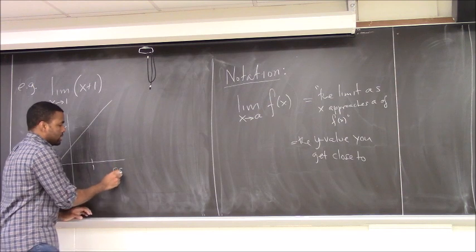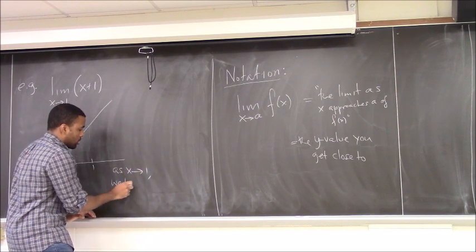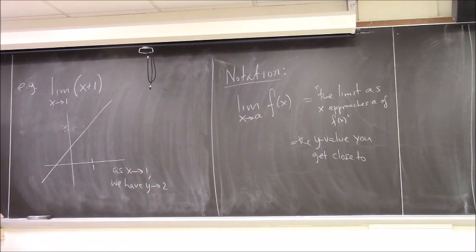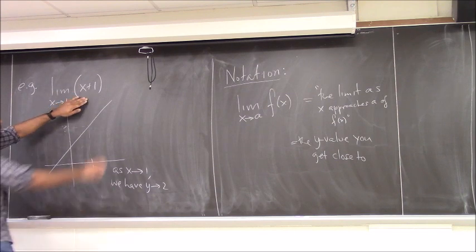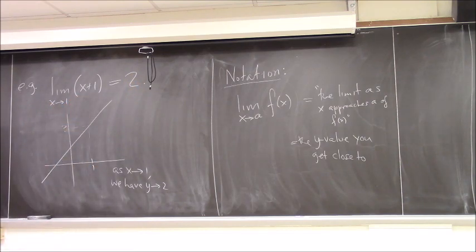So you'll say, as x gets close to 1, we have y gets close to 2. In fact, you can literally be at 1, and you can plug in 1, and the y value will output 2. But this is not always the case. This is actually just a special case of that idea. So we can actually say the limit as x approaches 1 of x plus 1 is 2. And I can write down that this is equal to 2, right?